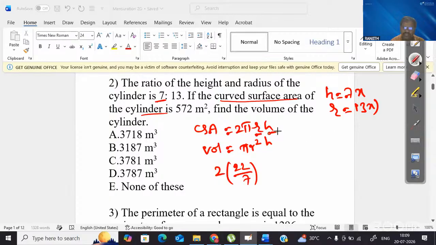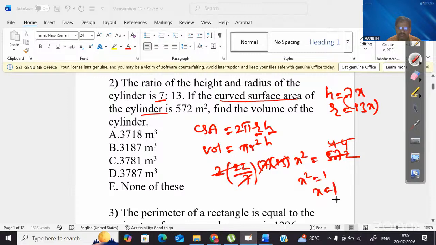So r and h will be equal to 13 sevens are 91, or else you can write, we are having the cancellation of 7 into 13, x square is equal to 572, where 7 is cancelled, and 13 fours are 52, again 13 fours are 52, 2 into 22 equal to 44, so x square equal to 1 and x will be equal to 1. Find the volume of the cylinder.